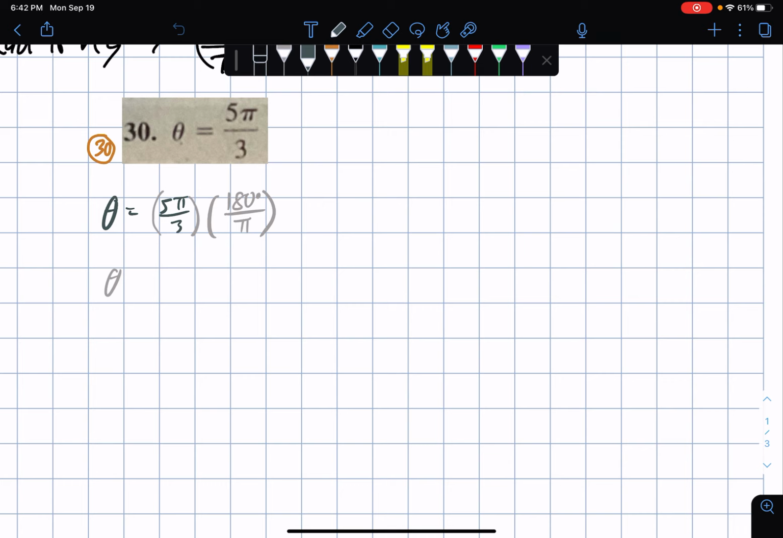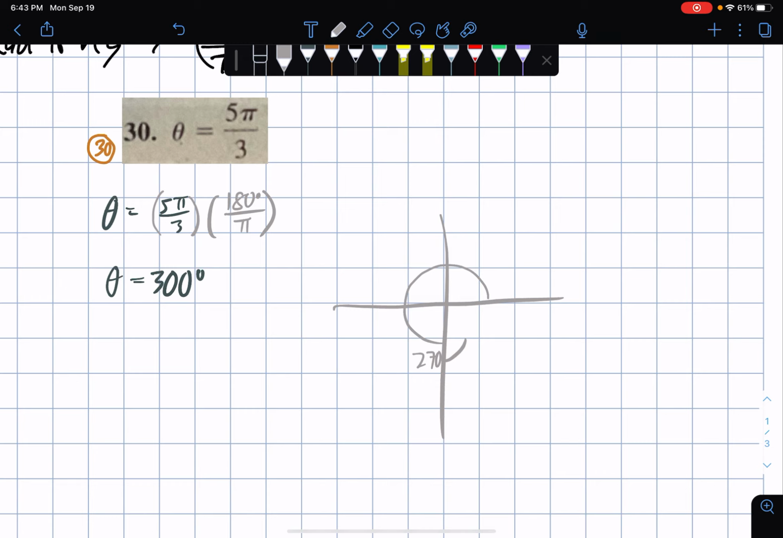Back to the topic. 5 pi over 3 times 180 degrees over pi. Theta is 300 degrees. So, let's draw a Cartesian plane. This is 270 degrees and another 30 degrees, we fulfill the quantity of 300. And the remaining is 60 degrees. But at least we know that the theta value lies in quadrant 4.